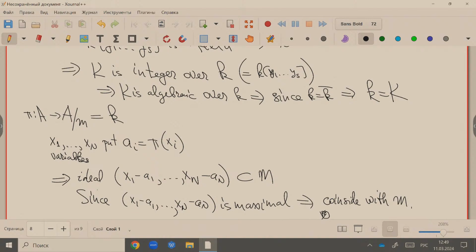Next time I shall derive out of this correspondence the Hilbert Nullstellensatz in the weak form, and then I shall derive it in the strong form by Rabinowitsch's trick, and then I shall explain how it is related to the procedure of localization that we had before.